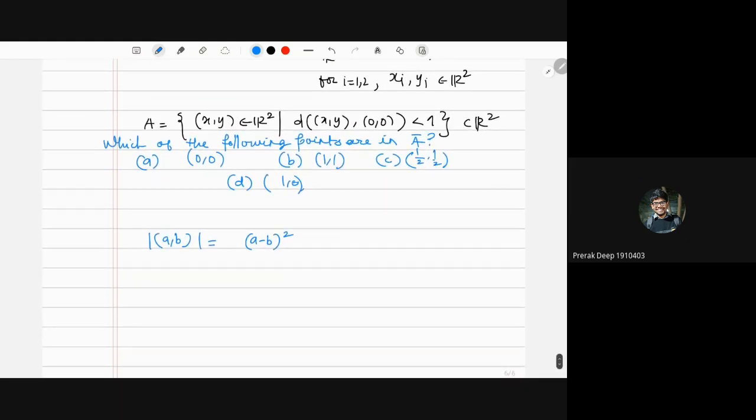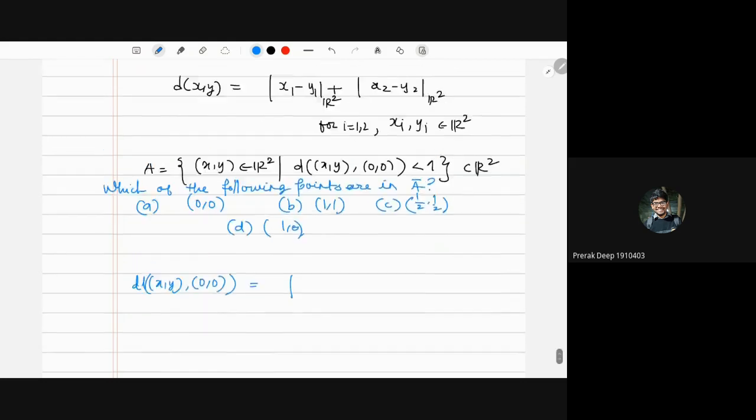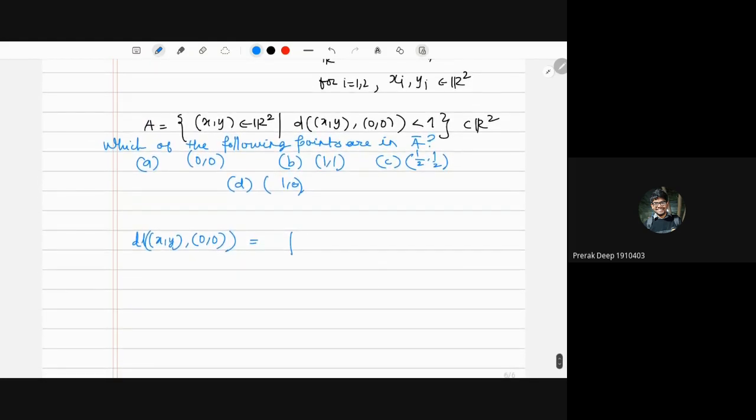Okay, so now let us look at the set. So the condition given is this. So what is this now? So x1 is x, y1 is y, x2 is 0. Sorry, x1, y1 are x and y, and x2, y2 are 0.